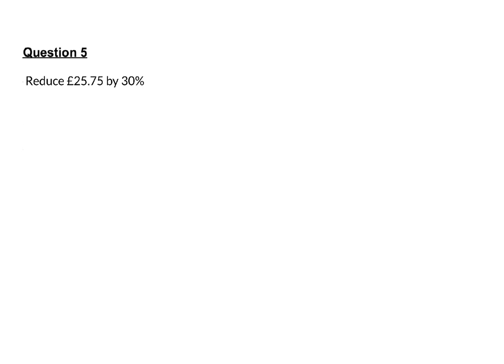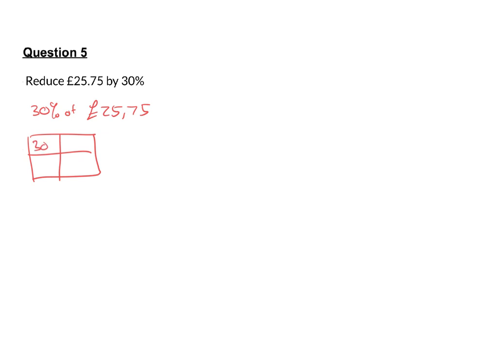Question 5 is a reduction question. So I want to reduce an amount of money by 30%. Again, there's two different ways of doing it. I could work out 30% of 2575 and subtract it from 2575 to give me the final answer. Or I could try and work out what percentage do I have at the end and just calculate that percentage straight away. So let's do the first of those two methods. I want to find 30% of 2575.